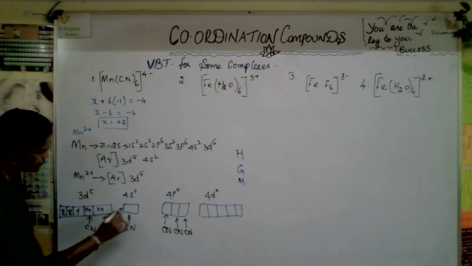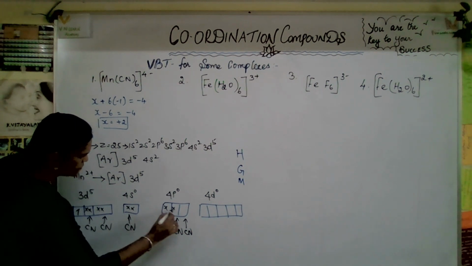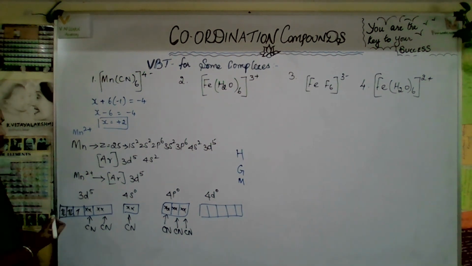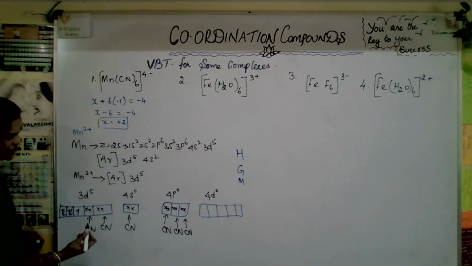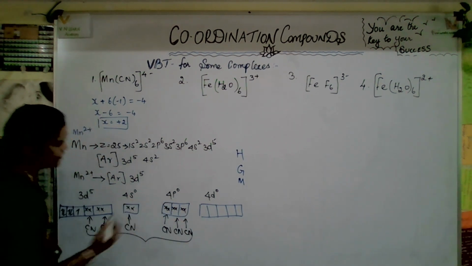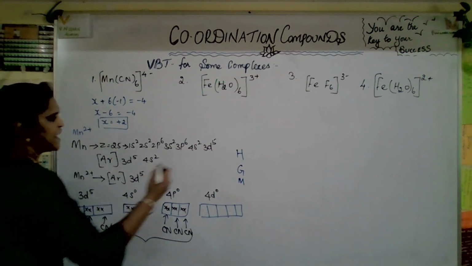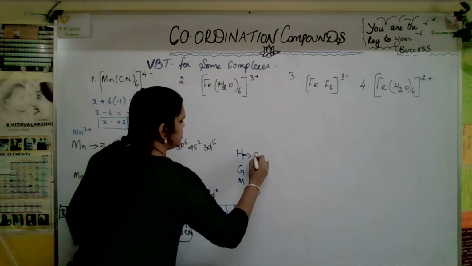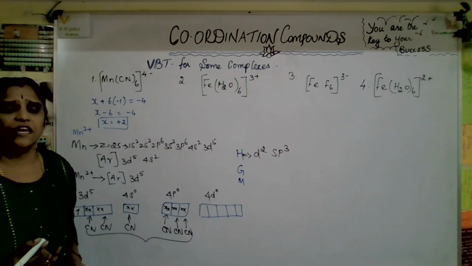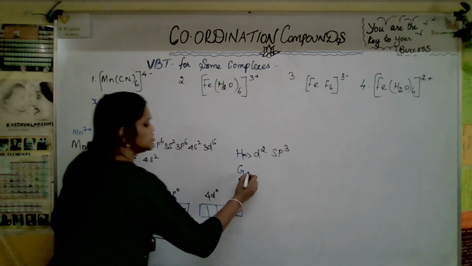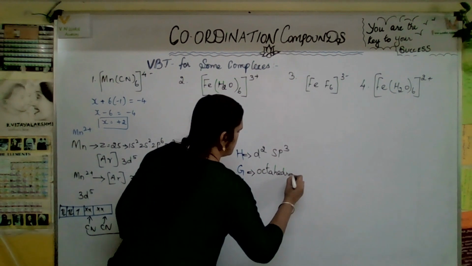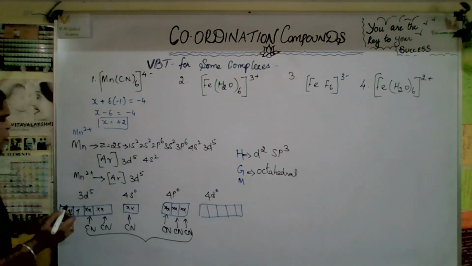Now, what is the hybridization for this [Mn(CN)6]4-? This is d2sp3 hybridization. So d2sp3 means octahedral geometry. It is octahedral.